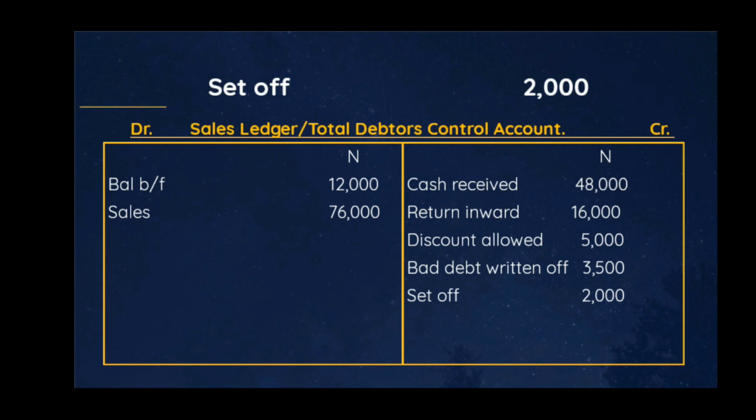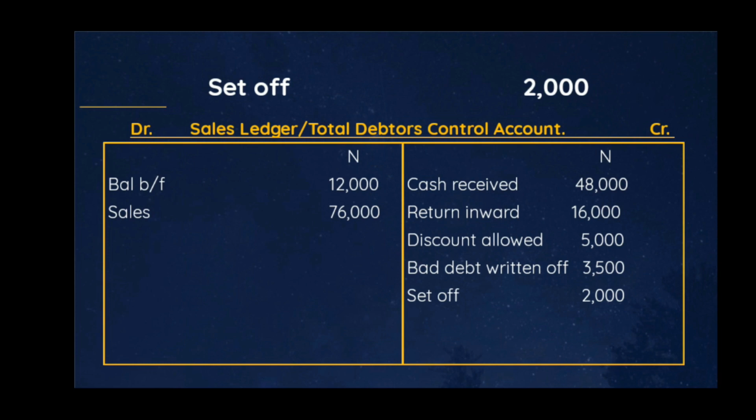Then we have set off. What is set off? Set off occurs when a business uses debt to settle debt. A customer is owing us 2,000 naira. We now purchase items from the same customer. Instead of making payment for what we are buying, we ask the customer to use the money he is owing us to settle the debt. That is called set off, and that is what happened in this case. Set off 2,000 naira will reduce the amount the customer is owing us.